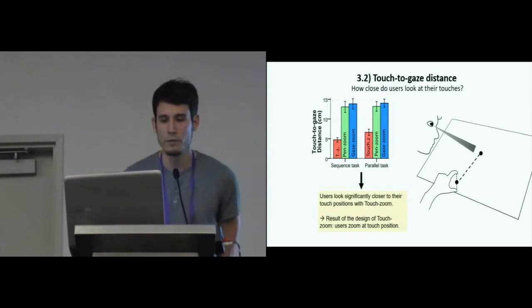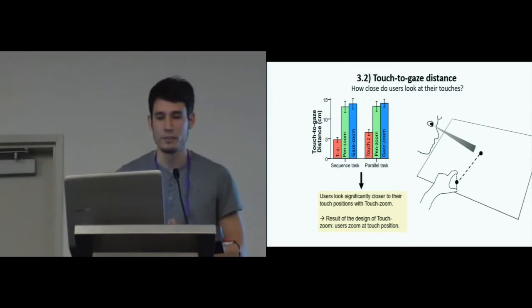And we got a similar result when looking at the touch to gaze distance. Here we found that users were significantly closer to their touch positions when using the touch zooming technique. So during direct touch, users look at their touch positions. This again is based on the design of the technique. So in both of the results, we found that users were looking closer to the zooming point, which totally makes sense.